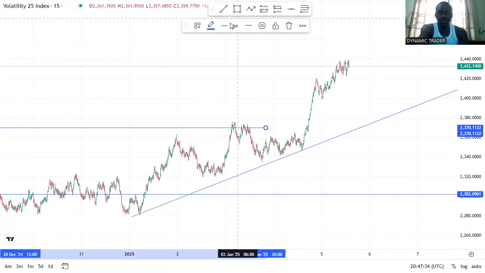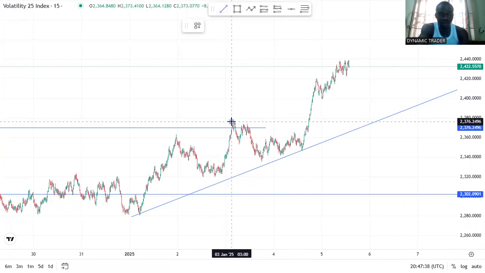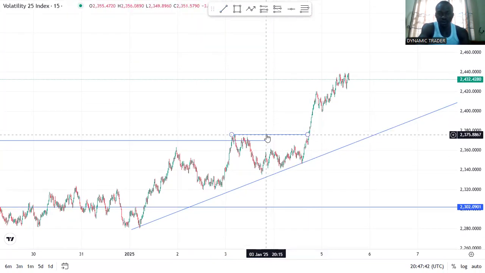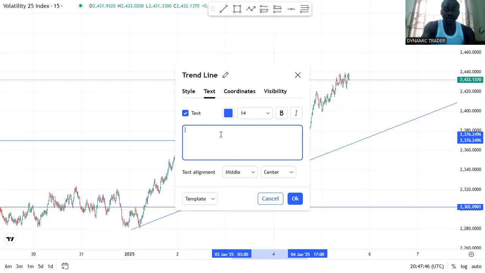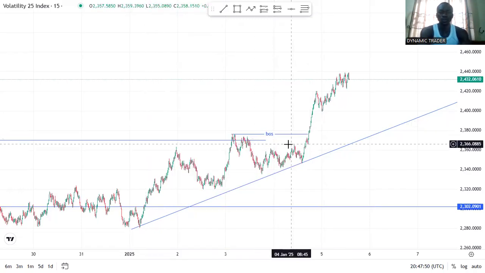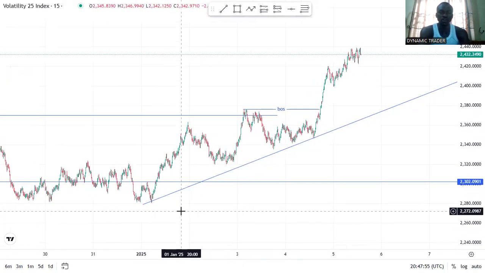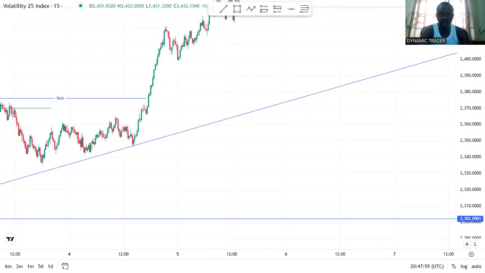Before I delete that, there is also a break of structure to the upside. So now I will label this break of structure, or some people call it break of market structure. So BOS, break of structure. Now, as an SMC trader, we have to look for the closest order block that caused the break of structure to the upside.